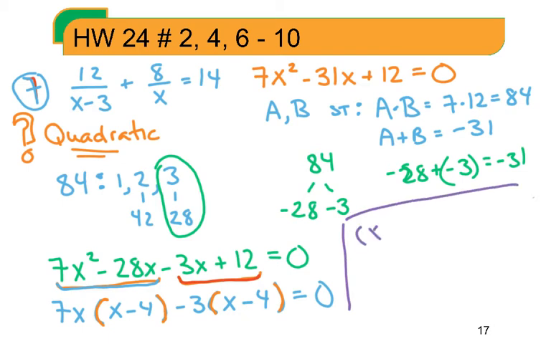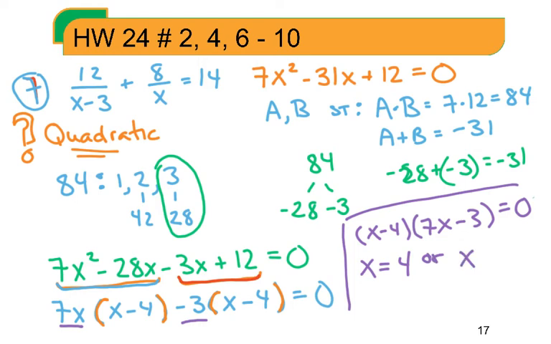So factor out x minus 4, and what's left here is 7x. What's left here is negative 3 equals 0. Wow. So x equals 4 or x equals 3 over 7. How about that? It factored.